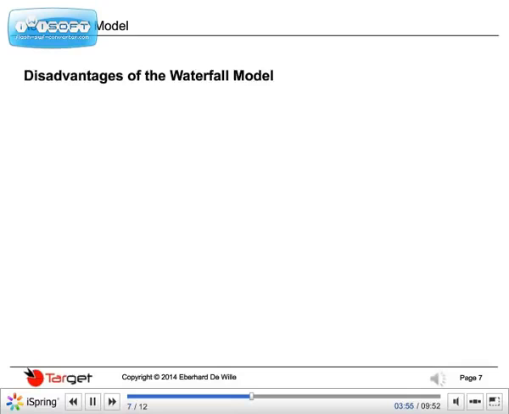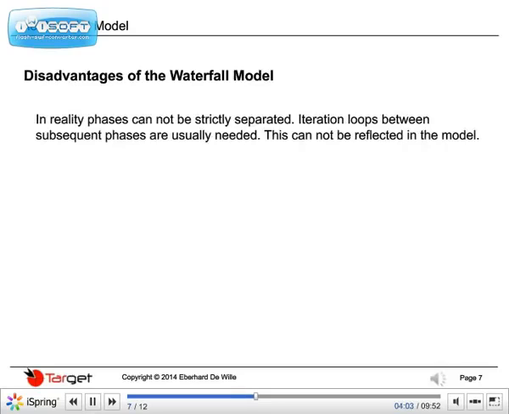However, there are also a lot of disadvantages of this product life cycle. The disadvantage of the waterfall model is that in real life phases cannot be strictly separated. Phases may overlap and run in parallel for a certain time. Iteration loops between subsequent phases are usually needed, and there may be even a need for iteration loops jumping back over one or two phases. This cannot be reflected in the model.